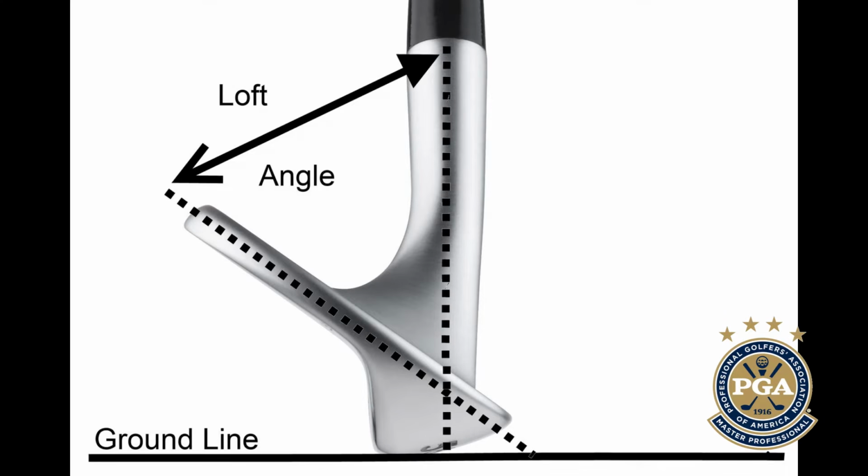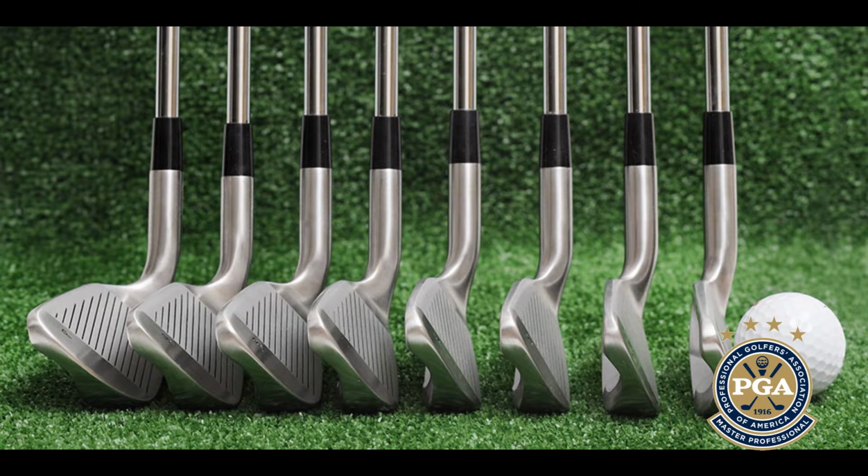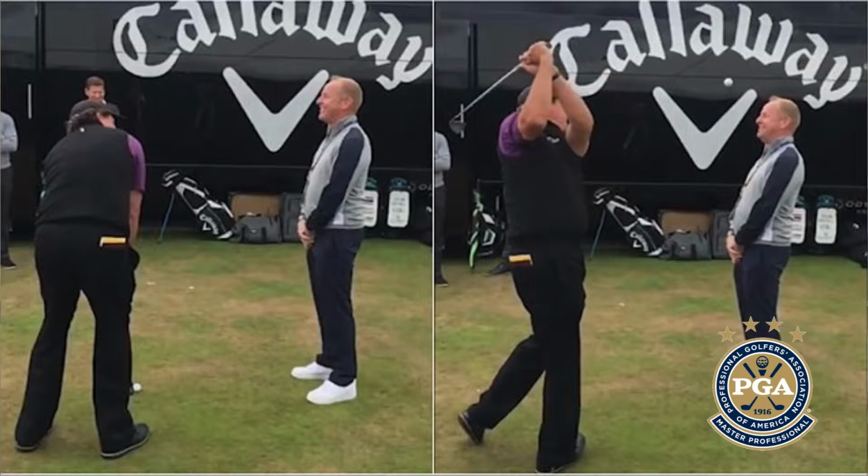So let's talk about the loft, the lie, and the length of your golf club. To keep it simple, the loft is the angle between the club face and the ground, and is basically measured from the shaft to the club face. It varies all the way from 2 degrees for your putter to 68 degrees for some high lofted wedges, which I don't recommend you use.